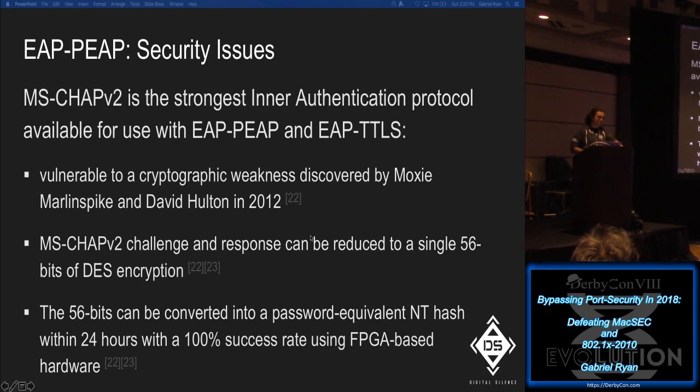Essentially you can reduce it. I mean, it's essentially 3DES, or it's analogous to NTLMv1 in that you can reduce it to a single 56 bits of encryption. And you can then convert those 56 bits into a password equivalent NT hash within 24 hours, 100% success rate, if you use Moxie, Marlinspike, and David Hulton's magical cracking rig, which at the time was a pretty high benchmark, but they made their cracking rig publicly available too. And actually, I talked to David Hulton recently, and he said that was like a $100,000 cracking rig back in 2012. You could now get the same hardware for $10,000 to $20,000. So it's definitely within reach of your mom and pop shop mobsters, let alone your nation states.